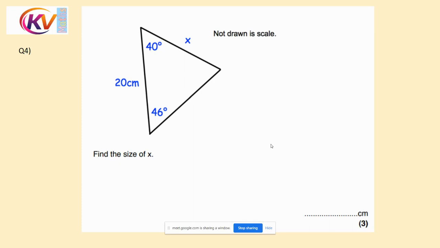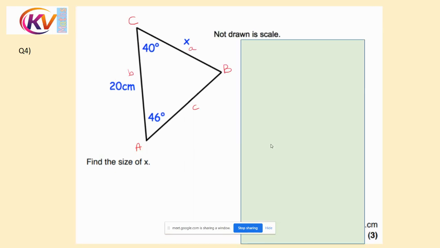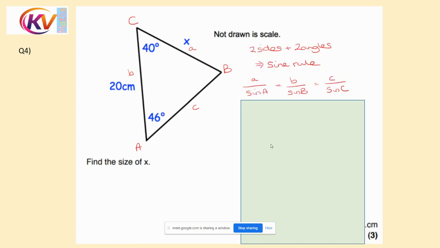Okay, right, so we're trying to find the size of x. Hopefully you can see we can label that triangle, and then we can identify the fact that we have two angles and two sides. If we label it like that, you can label it any way you like, it's totally up to you. But two angles and two sides means that I'm going to be using the sine rule again. I then want to fill in as much information as I can.